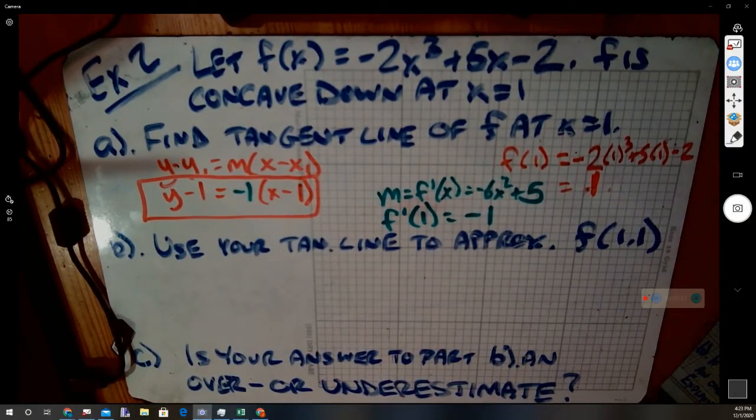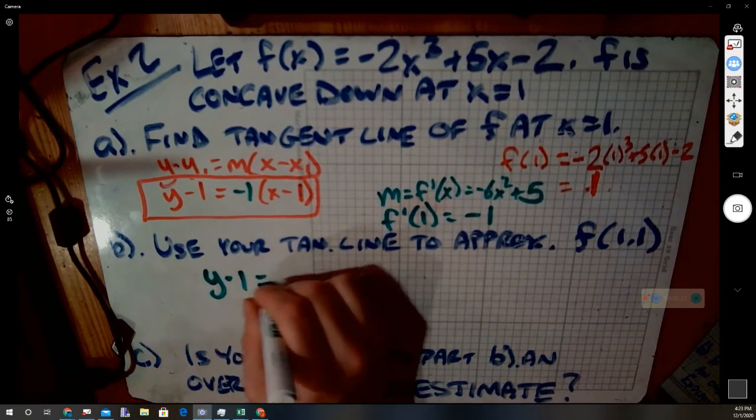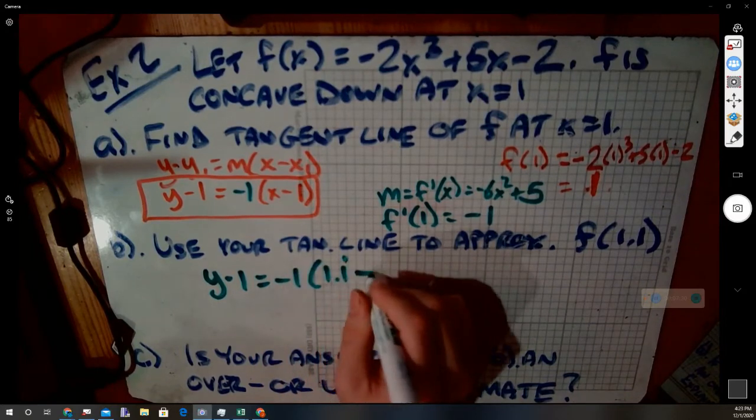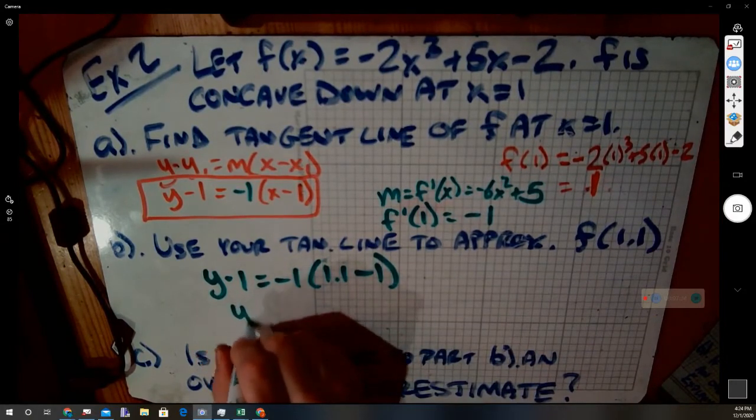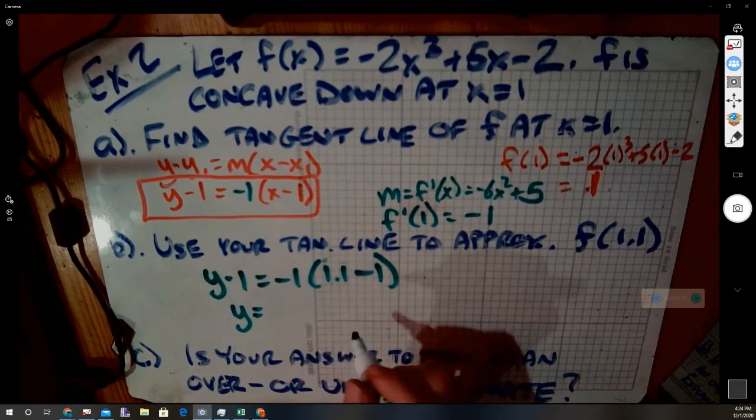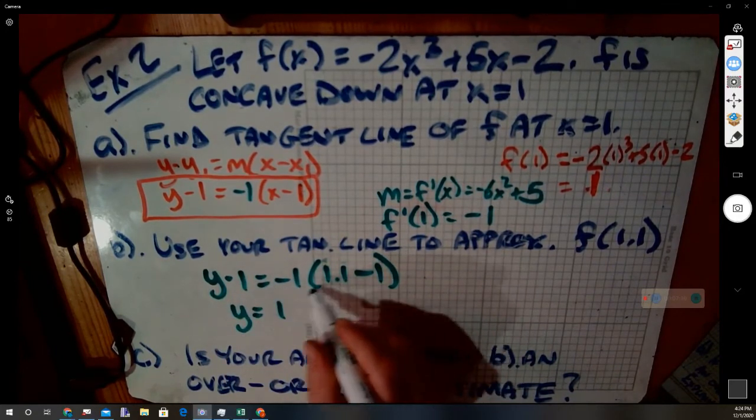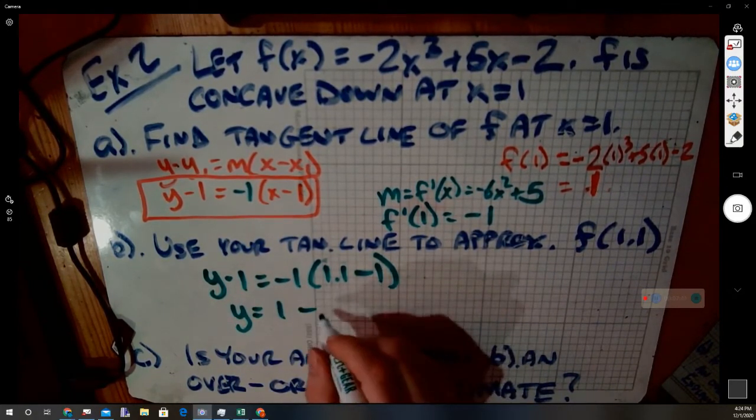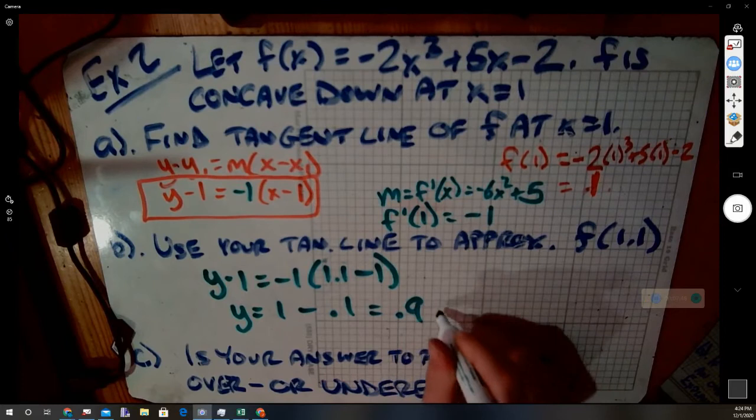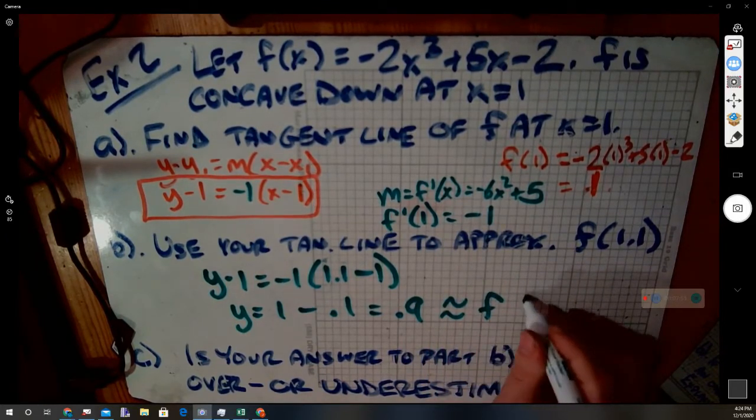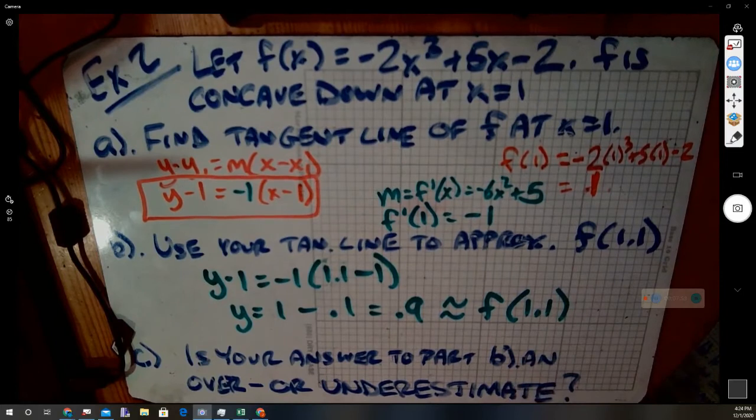And no, you don't need to get y by itself. Why would you? Don't do any extra work. Now, they want you to use that line to approximate f of 1.1. So here's what we're going to do: we're going to use that same equation, but now we're going to plug in 1.1. Well, okay, nice and easy. And now we just solve for y. So y is going to equal 1 when we bring that 1 over. Negative 1 times 0.1 is just negative 0.1. So that equals 0.9. So this right here is your approximation for f of 1.1.